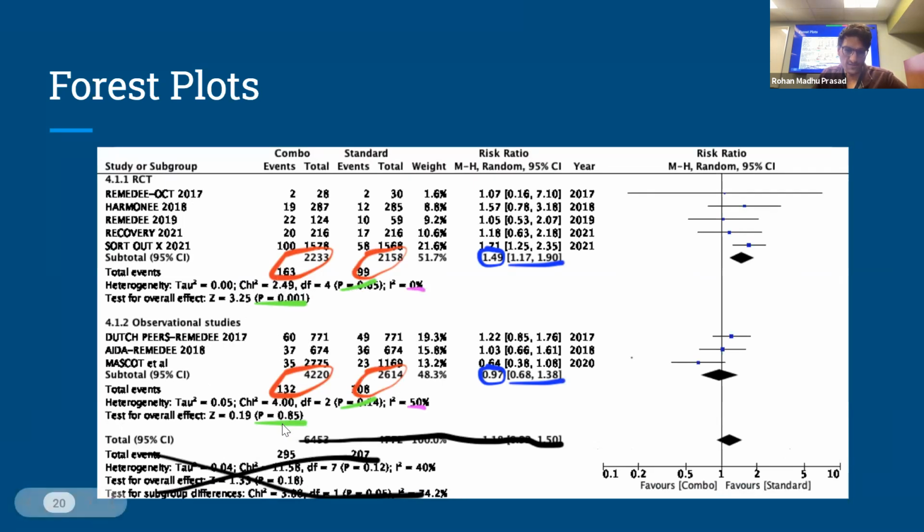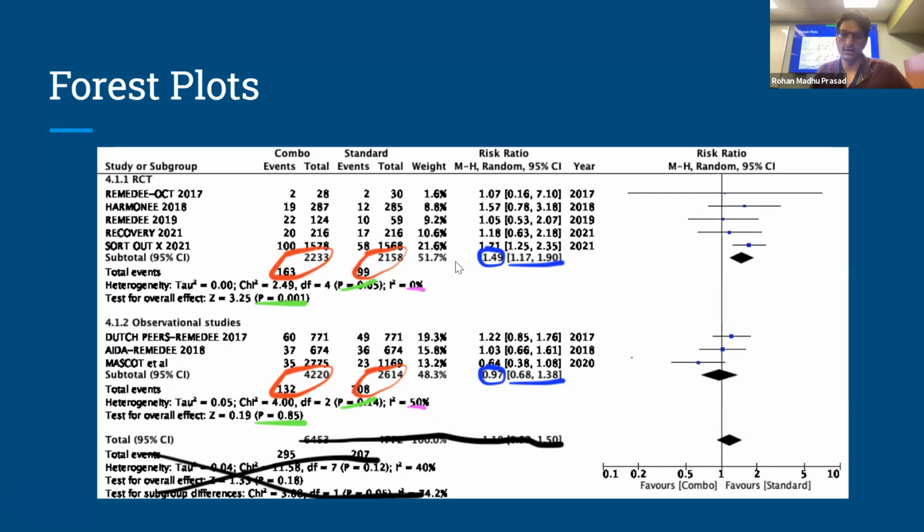Now, this p-value is 0.85, and as you can see, this one was in the middle, so it's not significant. There was no difference in the observational studies between these two arms, but it was statistically favoring the standard arm in the randomized control trials, if that makes sense.